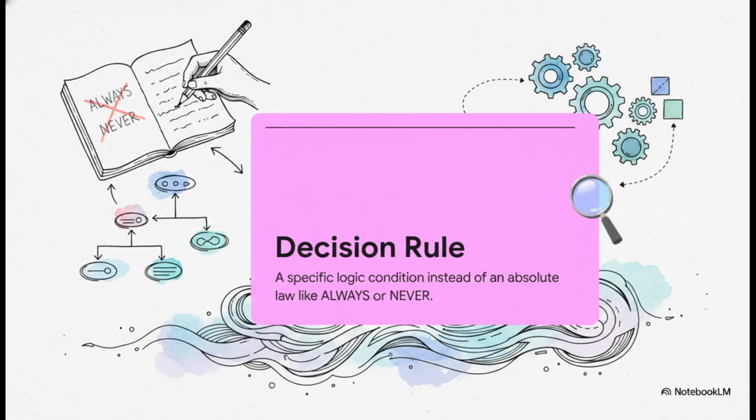Oh, and one small aside here. Whenever you get the urge to write always or never in all caps in a prompt, just pause for a second. Most of those aren't actual unbreakable laws. They're decisions based on logic. So write the specific decision rule instead. It is so much more useful for the model.